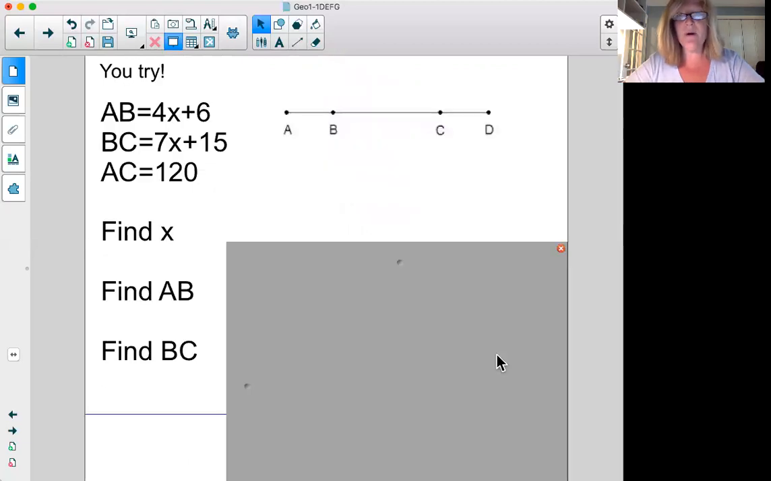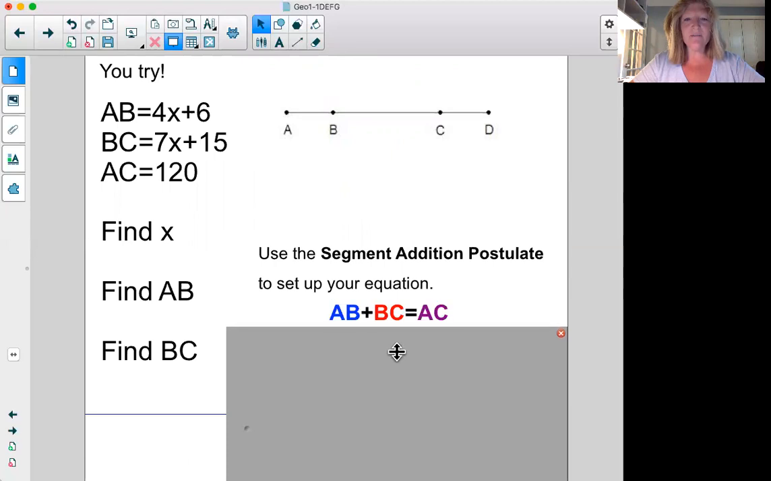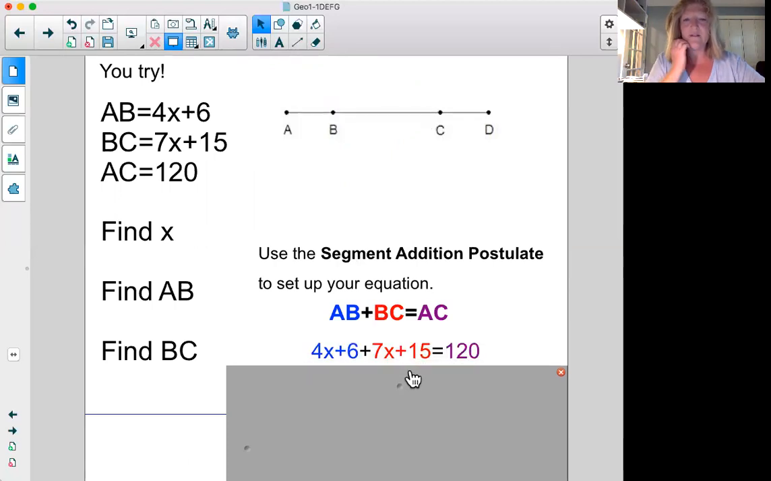So now you try, pause the video, practice on your own paper, and then press play for the solution. We're going to use our segment addition postulate to set up our equation. We know that AB plus BC will equal AC. And so we can set up our equation that way.